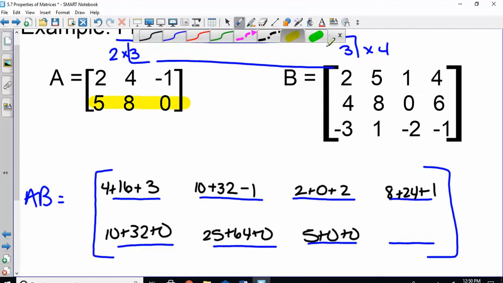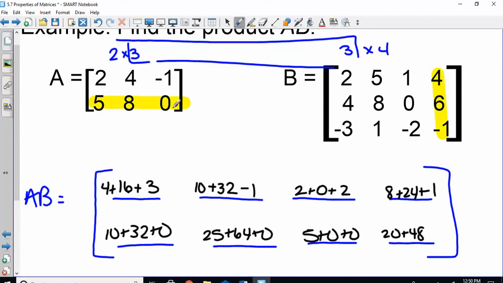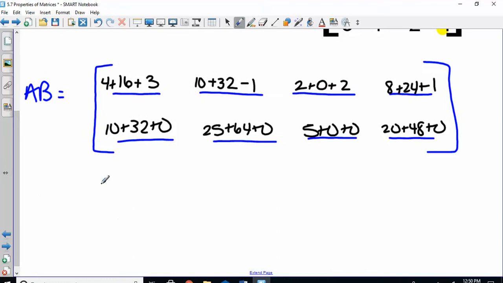And my final one, we need the number in row 2, column 4. So 5 times 4 is 20. 8 times 6, 48. 0 times -1 is 0.